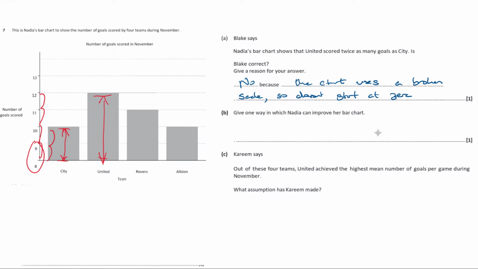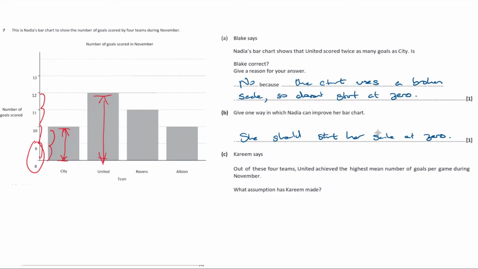at 0. Okay, or the other way of saying it would be to say that 12 is not double 10. That's another way of arguing it. Either of those is acceptable. Part B, give one way in which Nadia can improve her bar chart. Well, she could improve it by not using a broken scale. She should start her scale at 0.